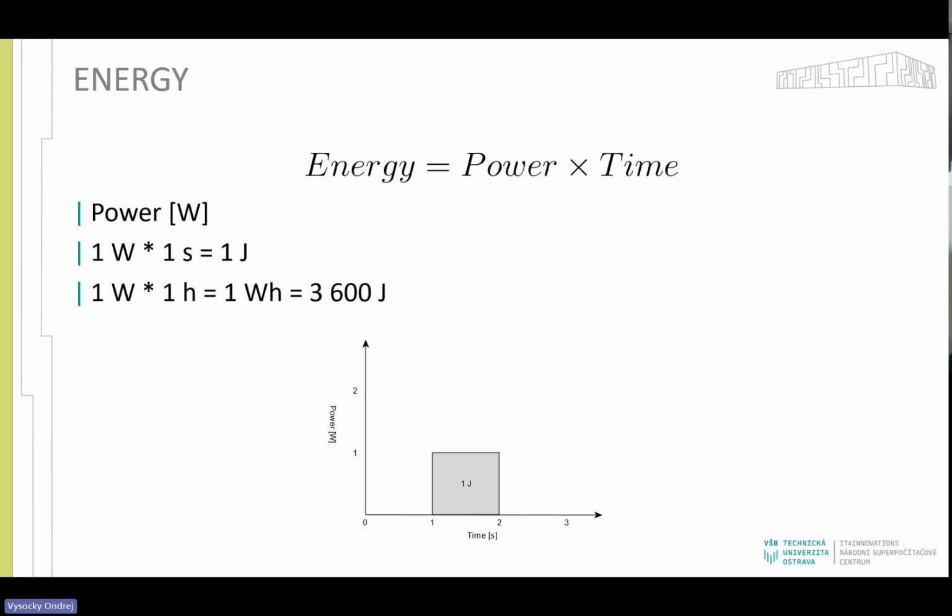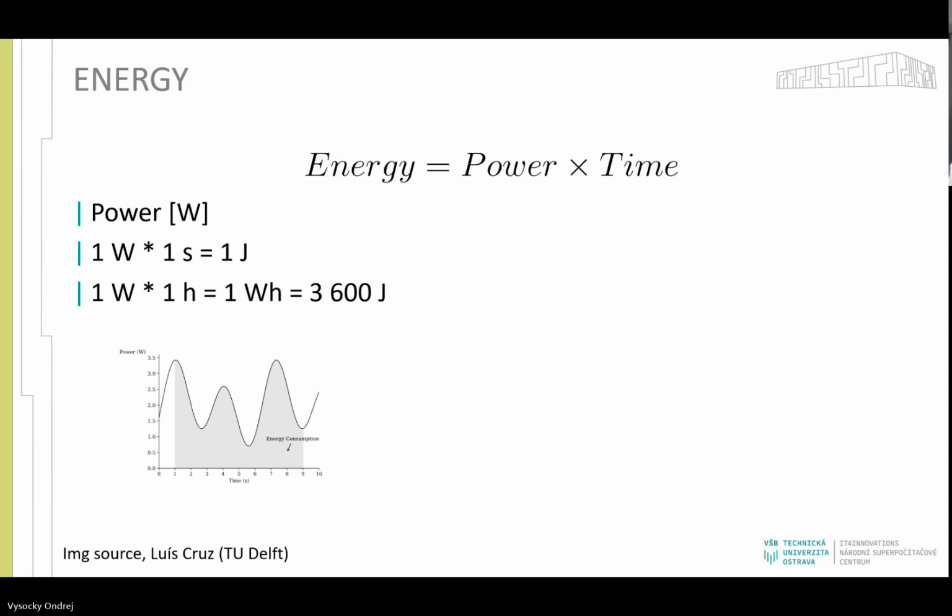So power is in watts. However, energy is in joules. It is the basic unit. So consumption of 1 watt for 1 second is 1 joule. If the time range is 1 hour, then we may speak about the watt-hour unit, which is more common, because in joules the values would be very high.